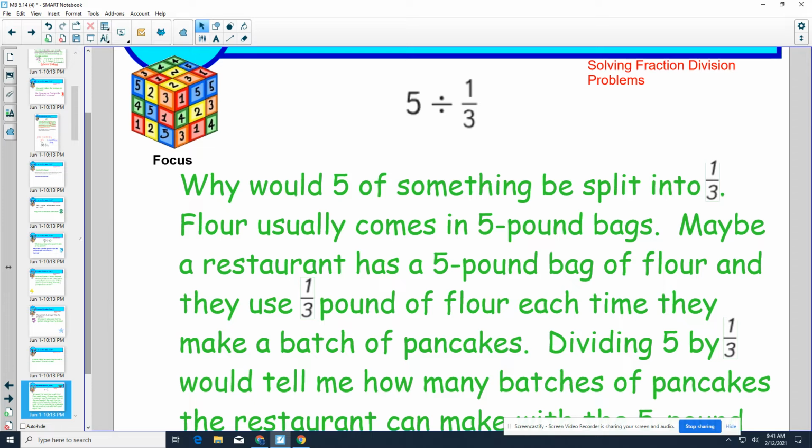Why would 5 of something be split into thirds? So that seems kind of tricky, right? Because you would think of 6 being split into thirds, or 9, because those are both divisible easily by 3. But let's see. Flour usually comes in 5-pound bags.